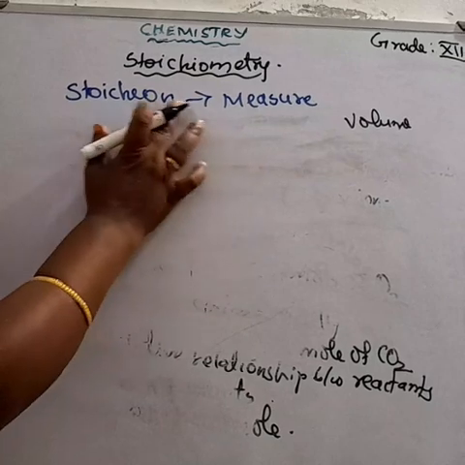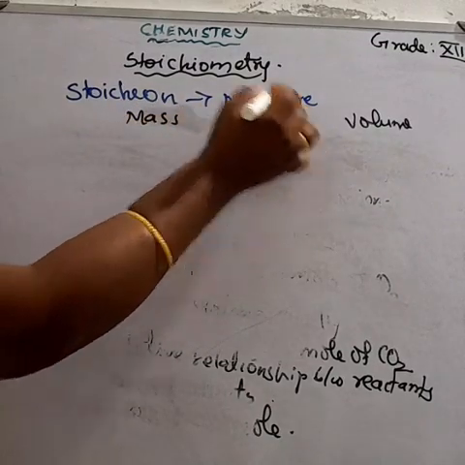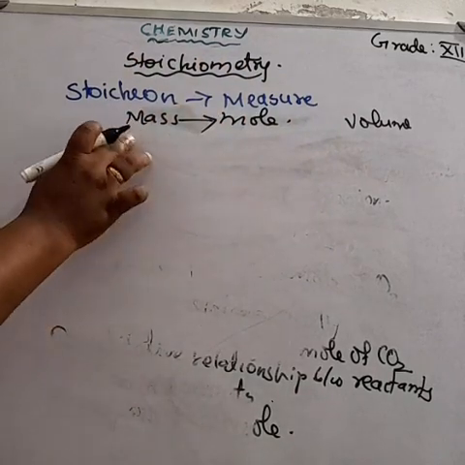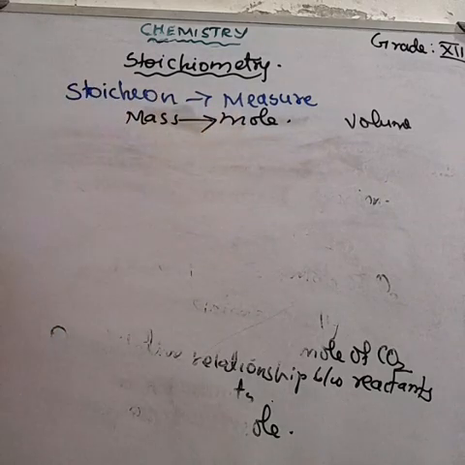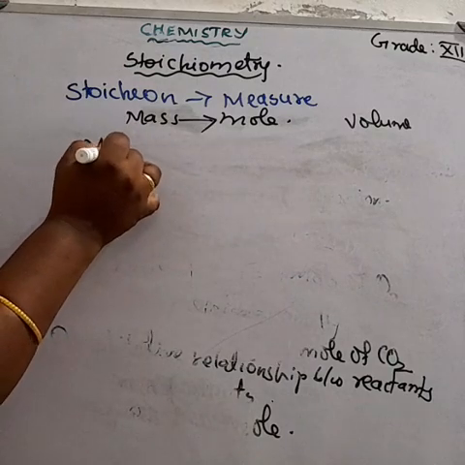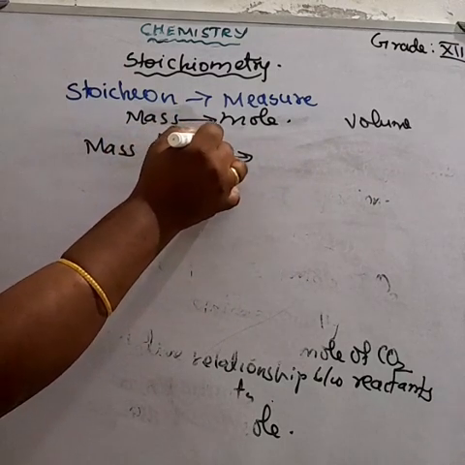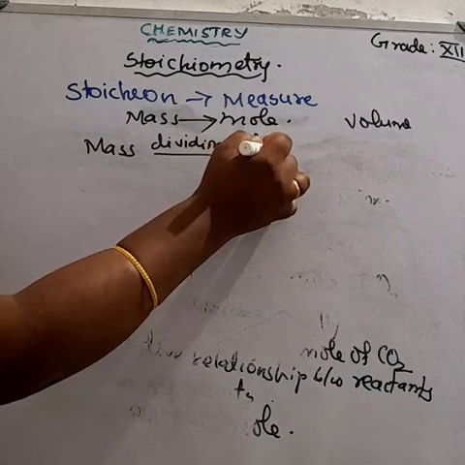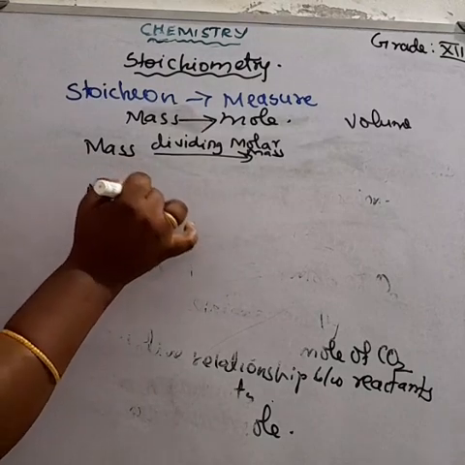For example, how can we convert mass into moles? We can convert mass into number of moles by dividing by molar mass. So mass divided by molar mass gives the number of moles.